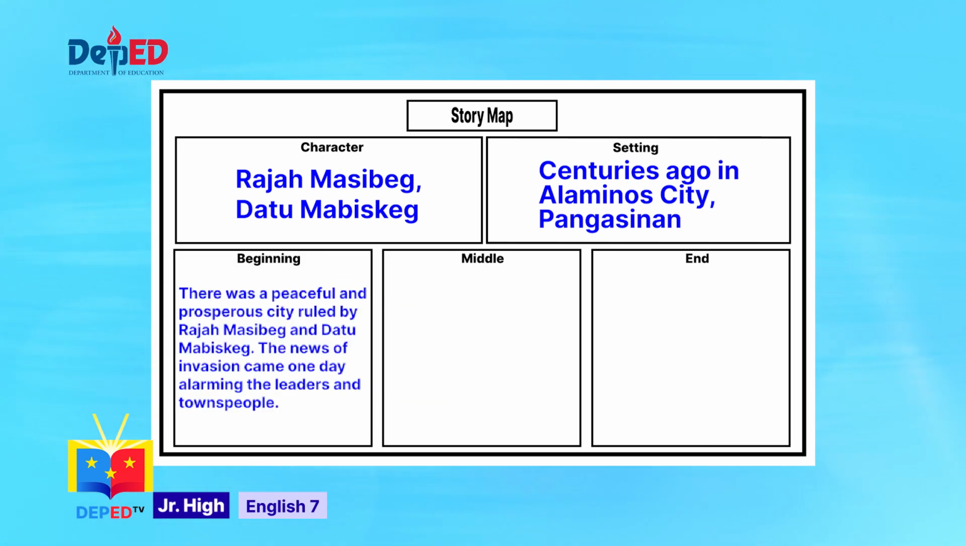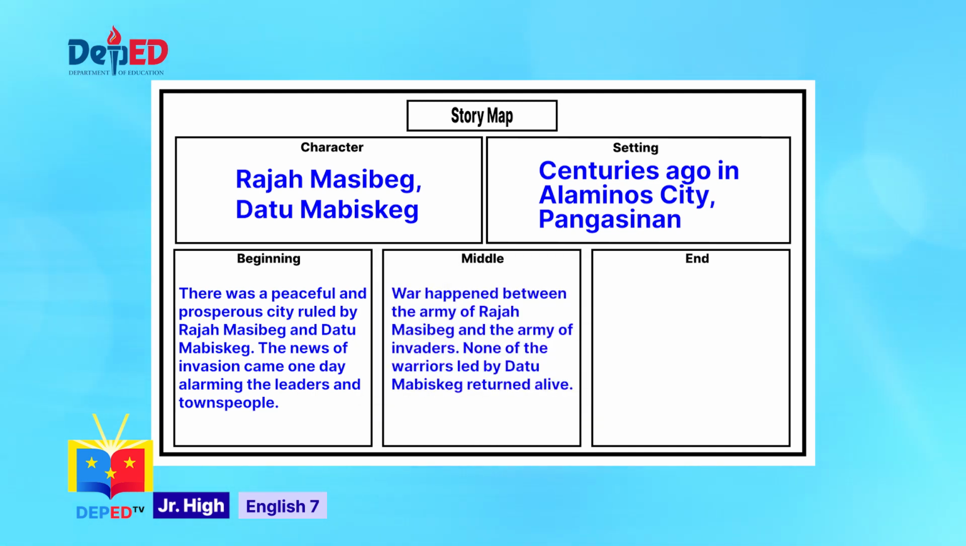Beginning. There was a peaceful and prosperous city ruled by Raja Masibag and Datu Mabiskag. The news of invasion came one day, alarming the leaders and townspeople. Middle. War happened between the army of Raja Masibag and the army of invaders. None of the warriors led by Datu Mabiskag returned alive.